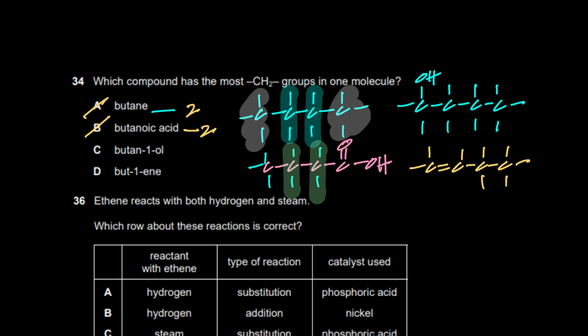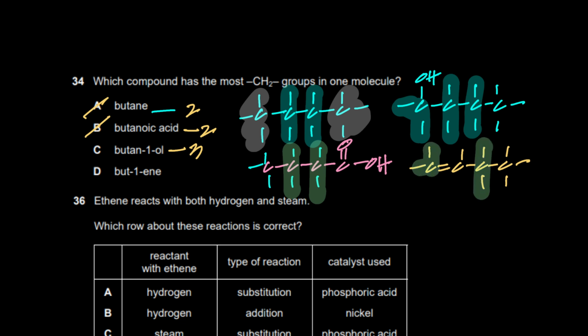Now, if you look at butan-1-ol, how many CH2s does it have? Look at this: CH2, CH2, and CH2 right here. You must have missed out on this. So there are 3 CH2s in this one. So butan-1-ol has 3 CH2s. And if you check but-1-ene, again, it has 2 CH2s. So it has 2 CH2s, and therefore C is the correct option.